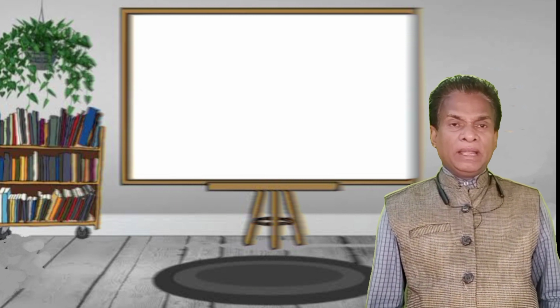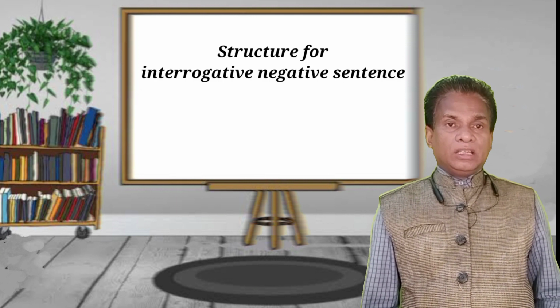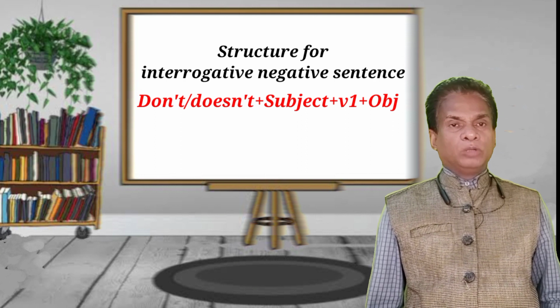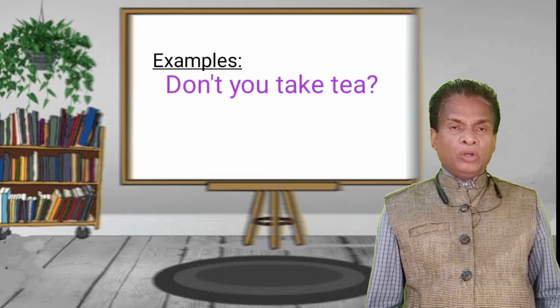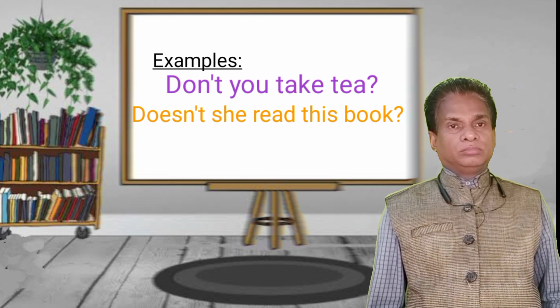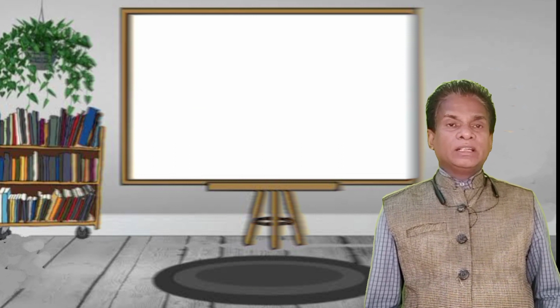Now interrogative negative sentence. Structure: don't/doesn't plus subject plus V1 plus object. Don't you take tea? Doesn't she read this book? Now next is WH words.